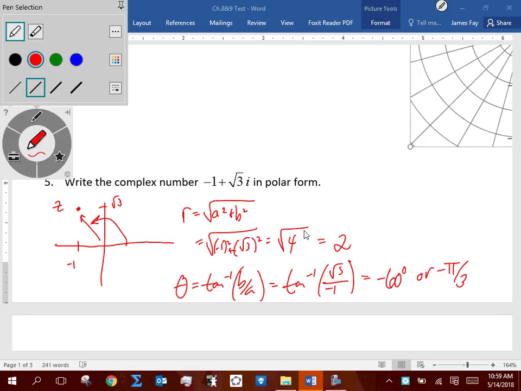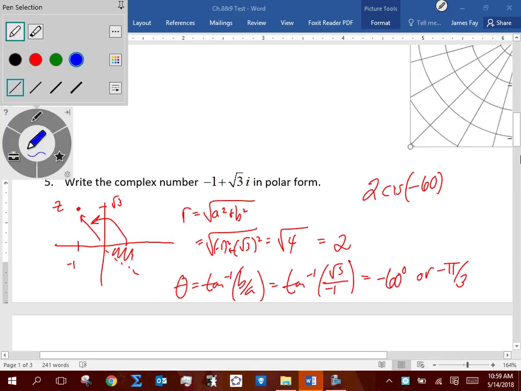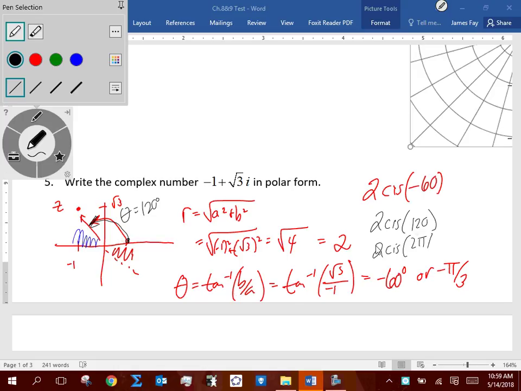Okay, but think about this. That is not in the second quadrant, so I cannot say that my answer is 2 cis -pi/3 or -60 degrees, because it doesn't get me to that location. 60 degrees is that angle there. So this angle is also 60 degrees. Thus, the theta that I'm looking for would be from here up to there, which hopefully you see is 120 degrees. So what I'm looking for here is 2 cis of 120, or 2 cis 2pi/3.